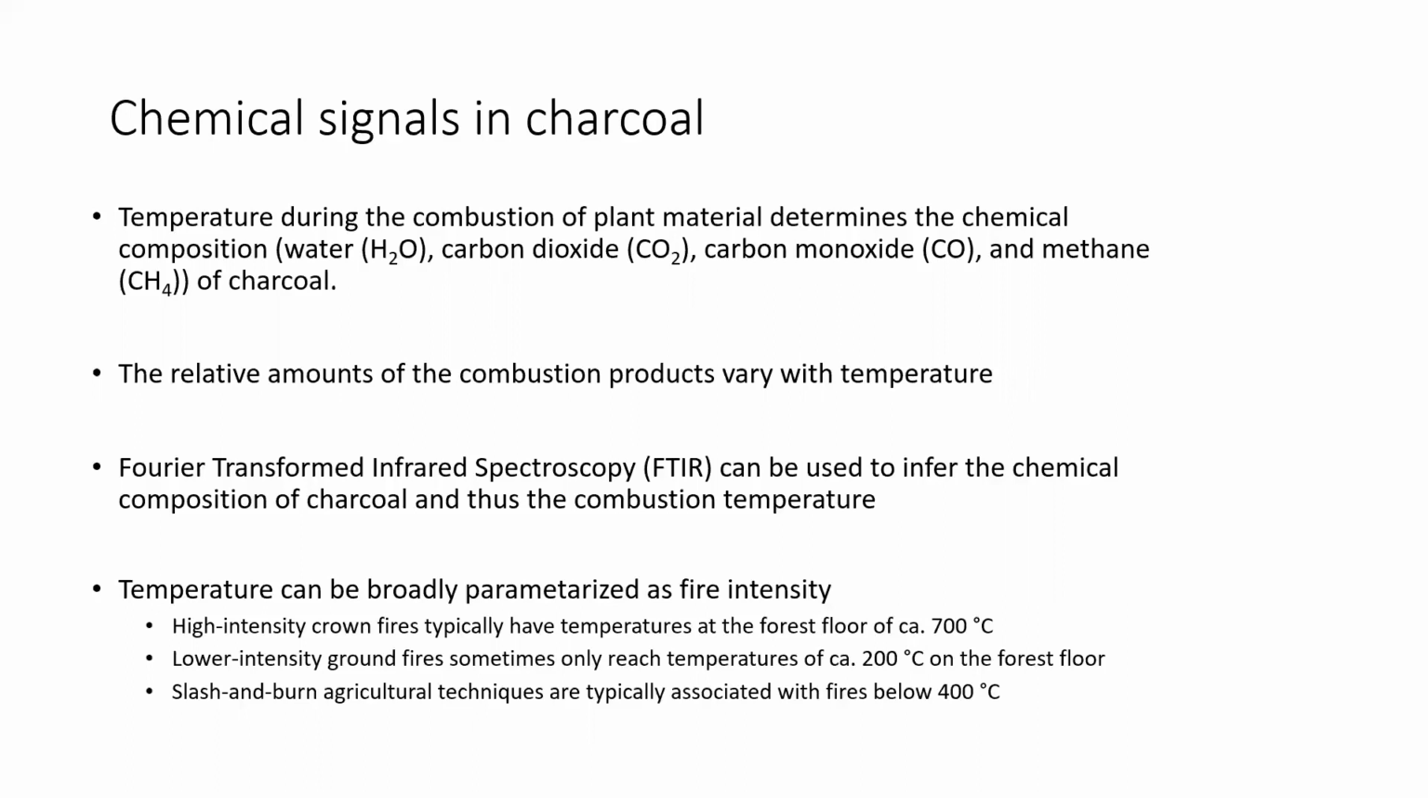And basically when the material is burning, depending on the temperature that it is burning at, it forms a certain type of composition of different chemicals like water, carbon dioxide, carbon monoxide, and methane in the charcoal. And this can then be measured by using Fourier transform infrared spectroscopy.